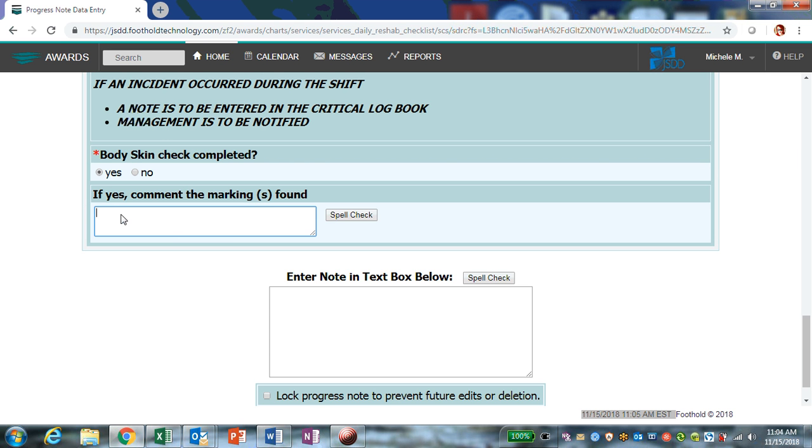It's just, did you complete it? If yes, comment markings found. If I did not find any markings, no markings found. Simple. Okay, we're not going to have a second question.